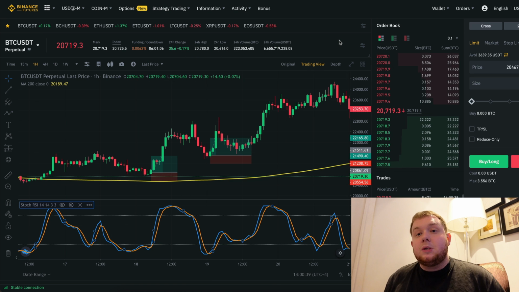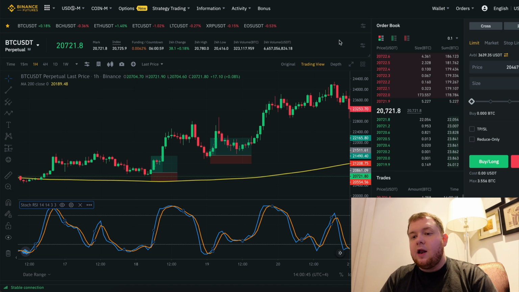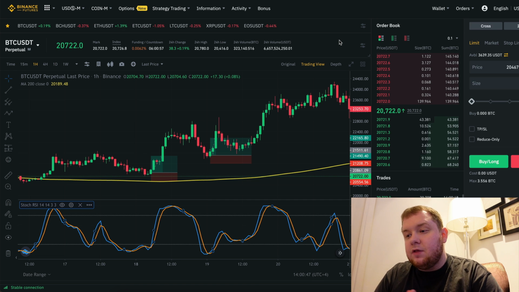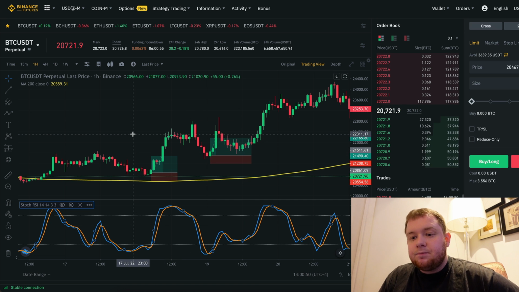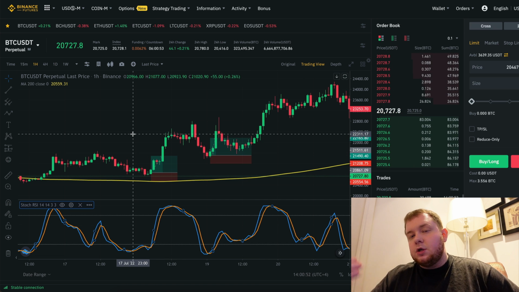So let's take a look at an example. If you didn't already understand that, just play the video back and take a look at it. So this first example will be a long position. Again, there's a few things that we need to take into account for this long position. The first one is we have to be above the 200 moving average.